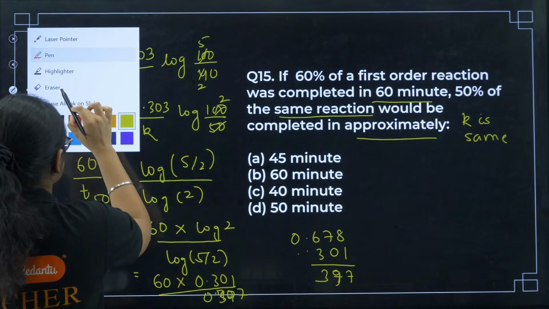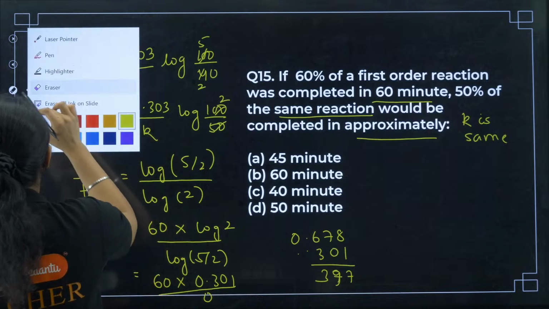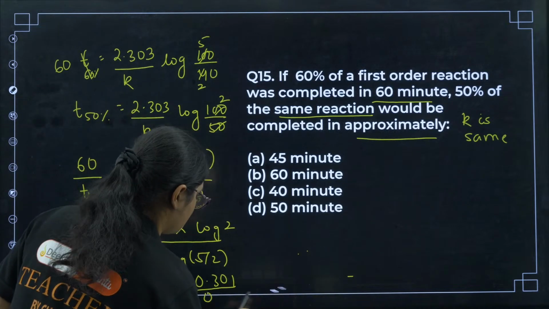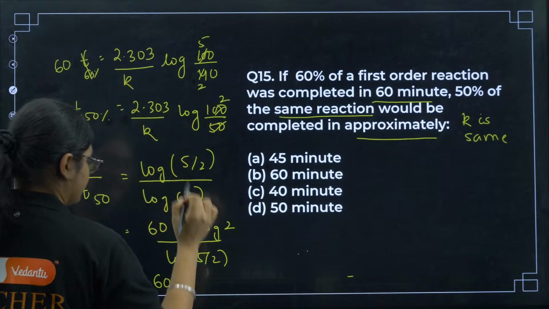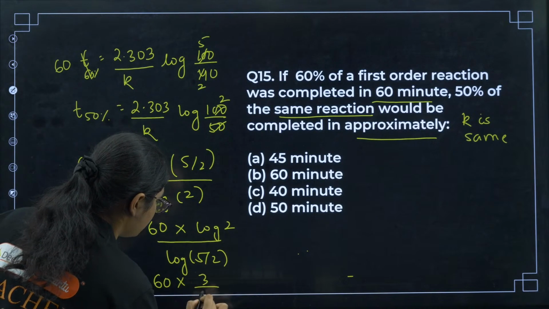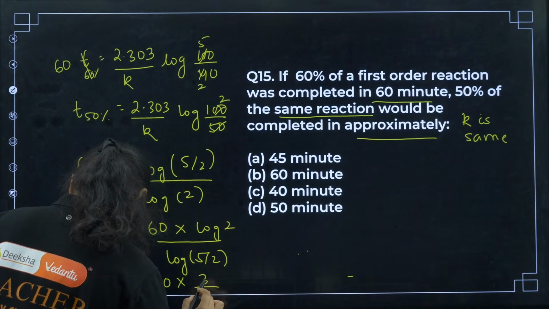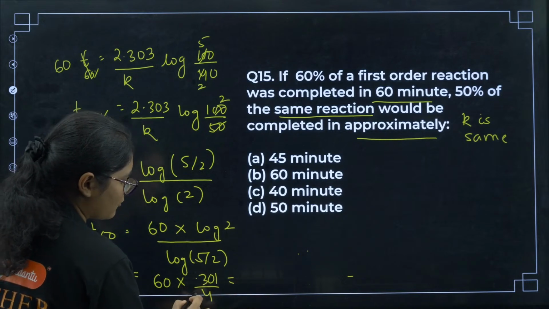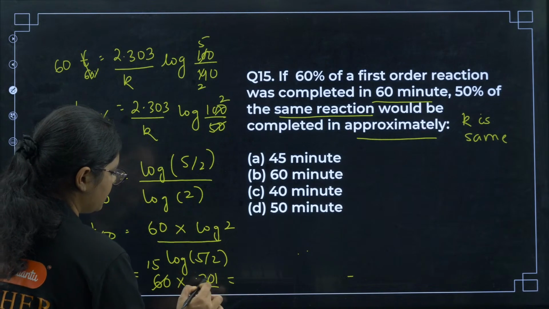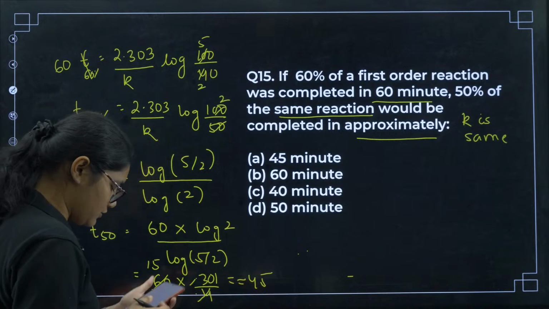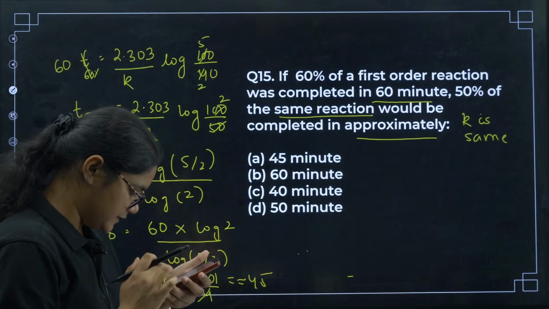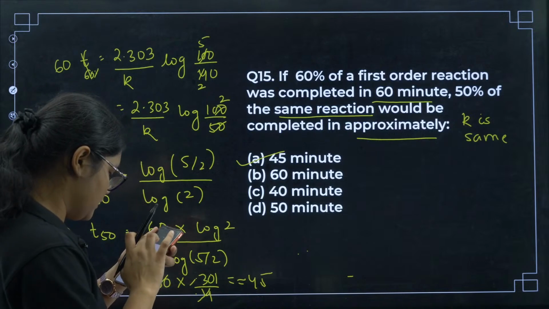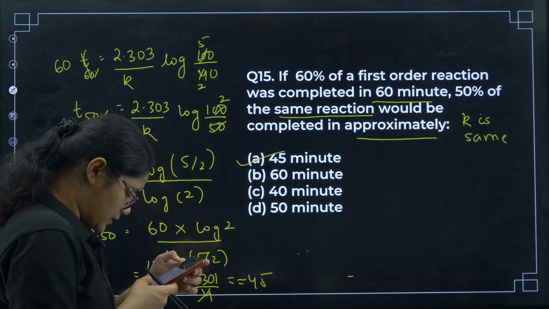So I can make the calculation easy. Here this one will be about 0.309 and it is 0.397. We can round it off to 0.4. So if I just subtract and cancel, 15, and this one will be 45. So nearly equal to 45 we will get. You can do this calculation easily. Yes, 45 minutes will be the correct answer for the 15th question.